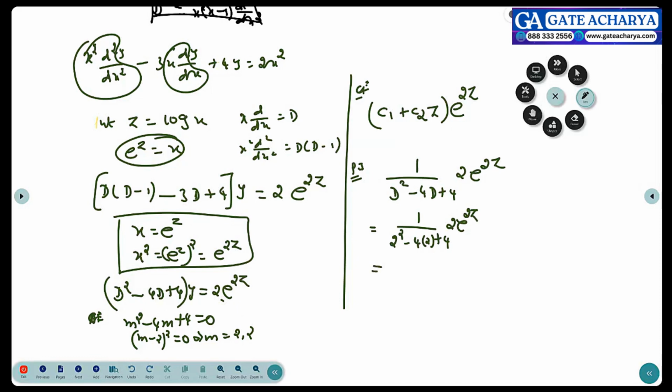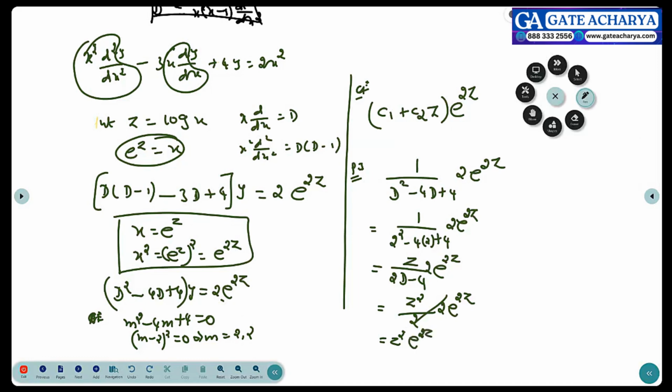Therefore multiply the numerator by x, but instead of x we write z, divided by the derivative of the denominator: 2d minus 4 into 2 e power 2z. Then substitute once again d by 2, we get 0. Again multiply the numerator by z, already we have z, so z square by the derivative of 2d, which is 2, into 2 e power 2z. So cancel these two, we get just z square into e power 2z.